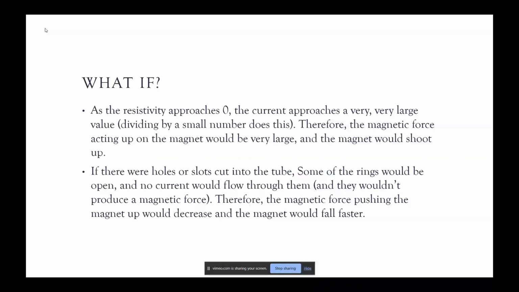As the resistivity approaches 0, the current approaches a very, very large number because dividing by a small number does this. Therefore, the magnetic force acting up on the magnet would be very large, and the magnet would shoot up. If there were holes or slits cut into the tube, some of the rings would be open and no current would flow through them, and they wouldn't produce a magnetic force, or at least a strong one. Therefore, the magnetic force pushing the magnet up would decrease, and the magnet would fall faster.